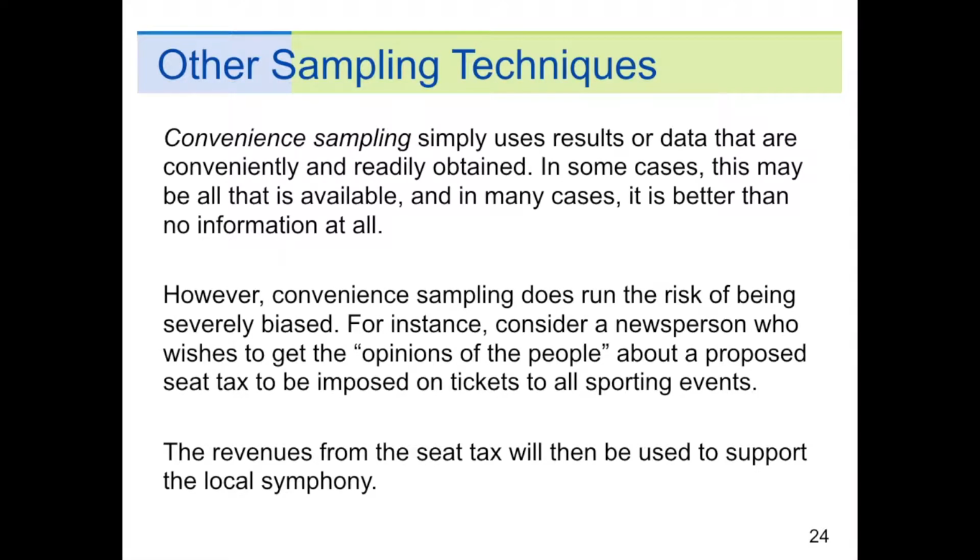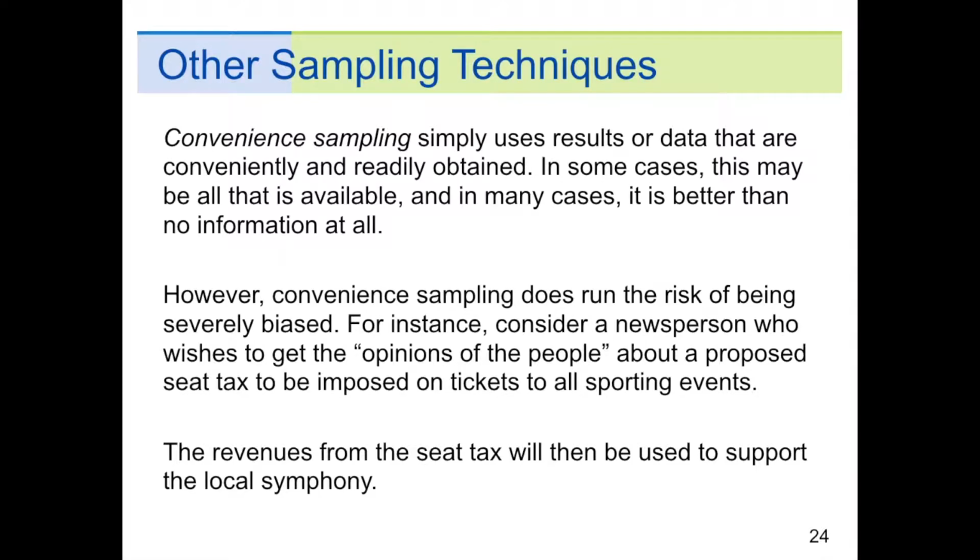Another technique is convenience sampling. It uses results or data that are conveniently and readily obtained. In some cases, this may be all that's available, and in many cases, it's better than no information at all. However, convenience sampling does run the risk of being severely biased.